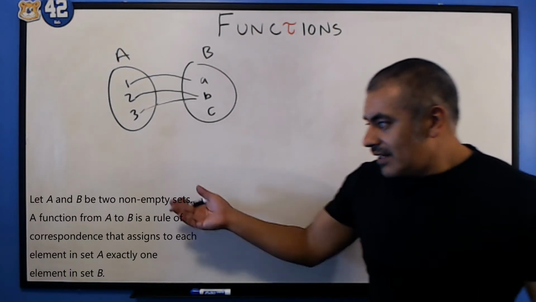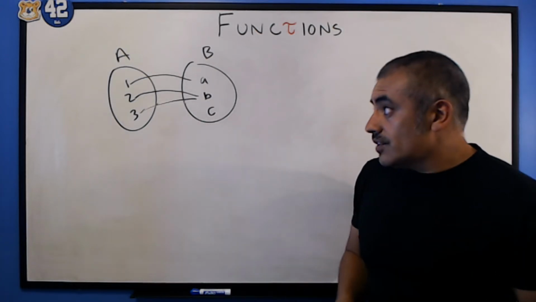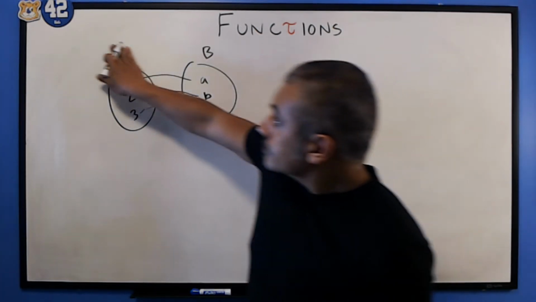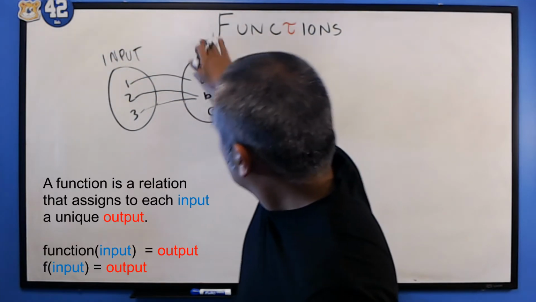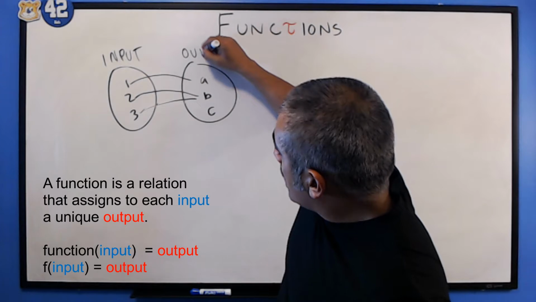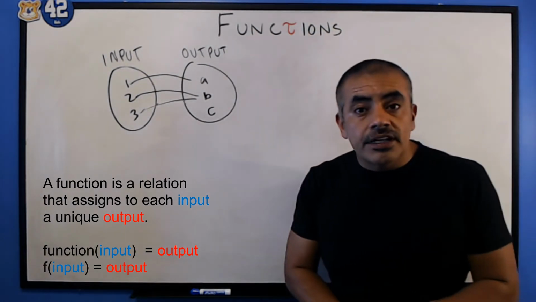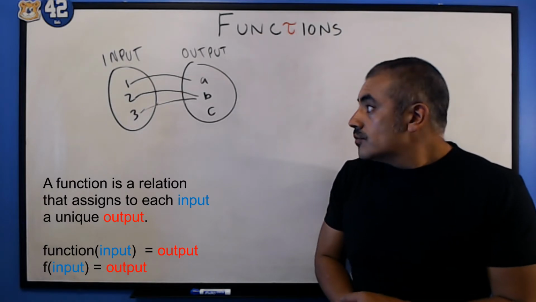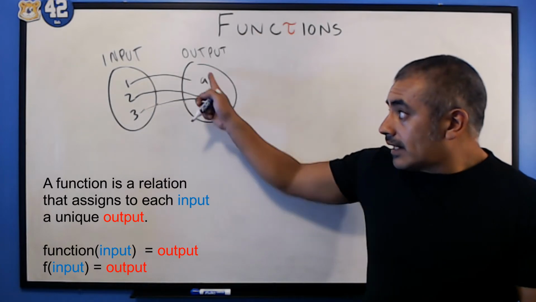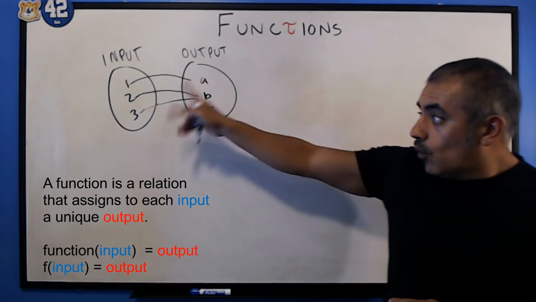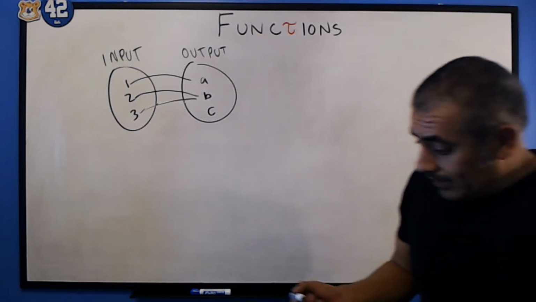So let's take a look at some functions. But the main thing is this definition is kind of confusing. So I'd rather say that a function is a relation that assigns to each input exactly one output. So each input has exactly one output. There are no more than one output per input. So let's take a look at examples of that.